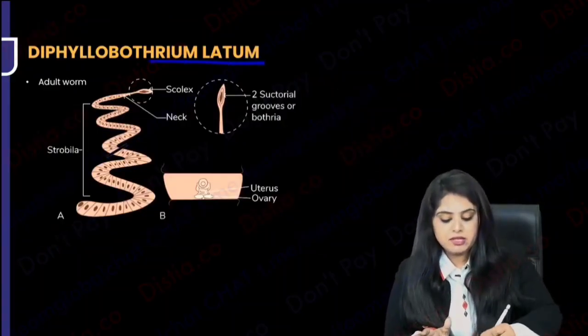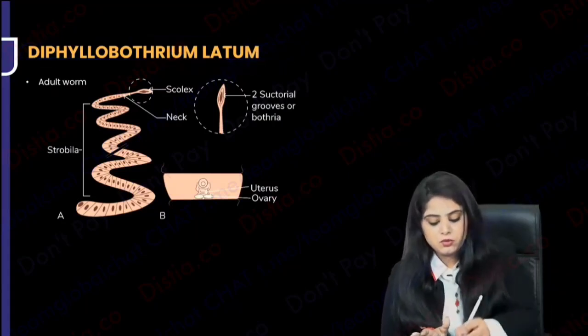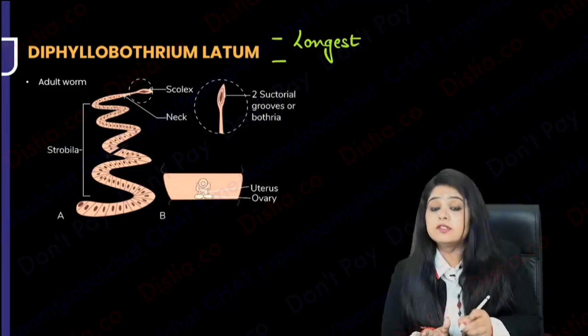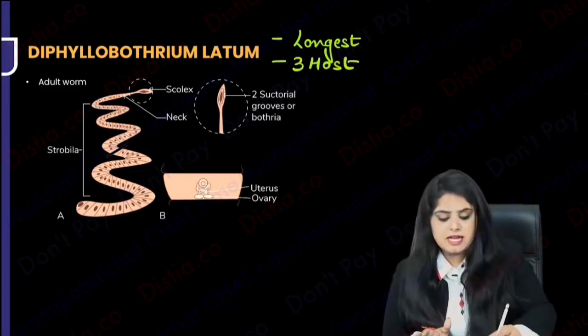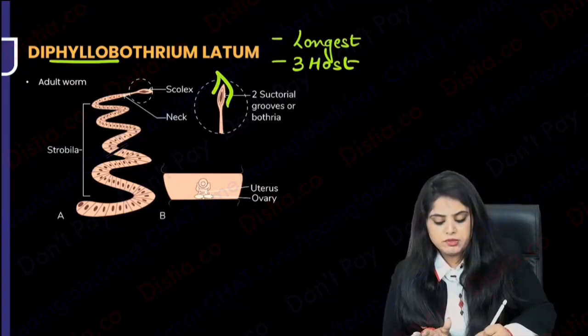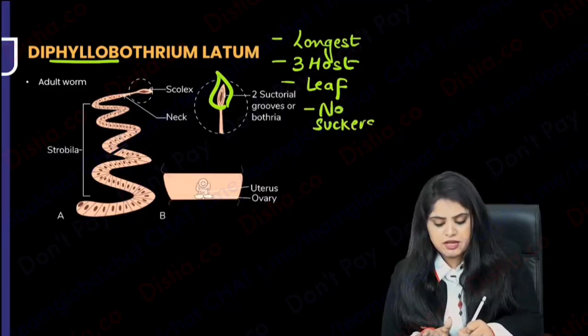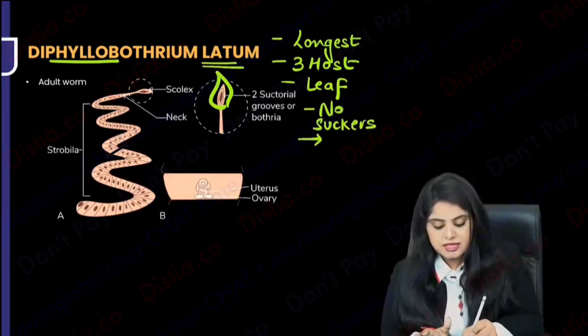The first one, look at the name, Diphyllobothrium latum, the lengthiest name. What all do you know about it till now? It is going to be the longest. How many hosts is it going to have? The maximum. It's going to have 3 hosts. See, diphyllum, what I told you was it's going to look like a leaf. Does it have any suckers? No. Everything you know now. There are no suckers. Does it have any hooklets? Nahi. Diphyllobothrium latum, toh it's not going to have any hooklets also.